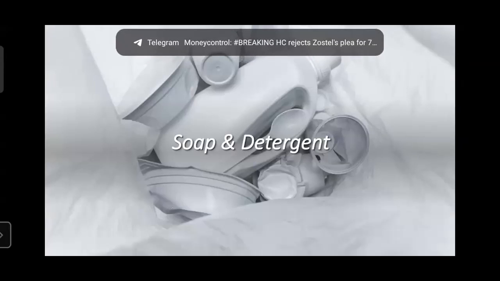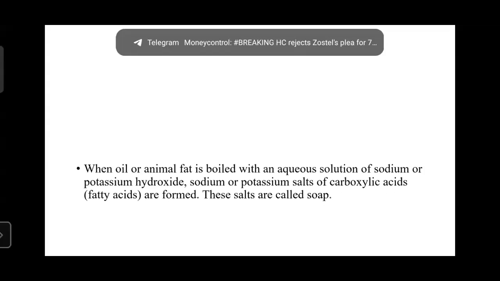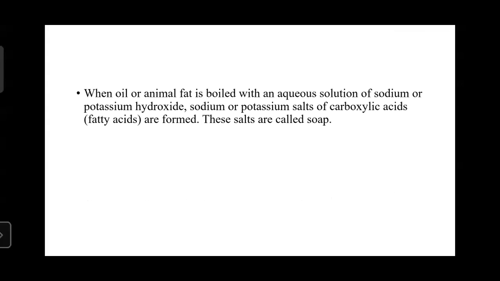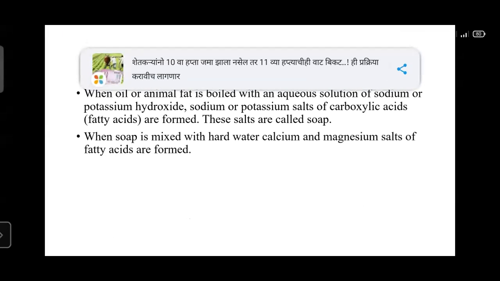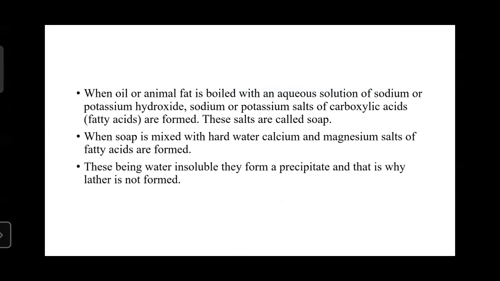Now we are talking about soap and detergent. When oil or animal fat is boiled with an aqueous solution of sodium or potassium hydroxide, sodium or potassium salts of carboxylic acid, that is fatty acid, are formed. These salts are called soap. When soap is mixed with hard water, calcium and magnesium salts of fatty acid are formed, and these are water insoluble. They form a precipitate, and that is why lather is not formed.